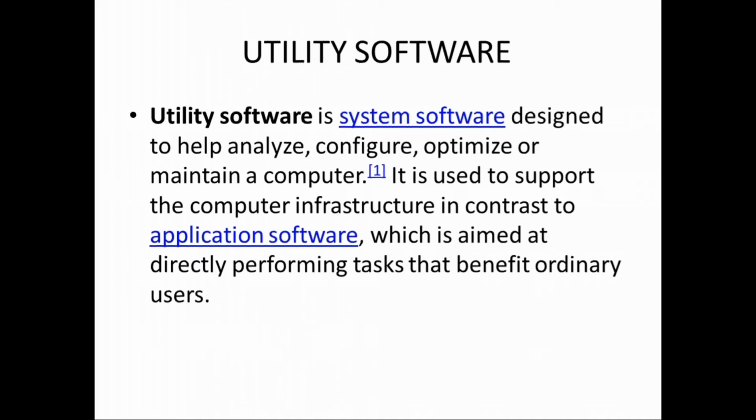It is used to support the computer infrastructure, in contrast to application software, which is aimed at daily tasks that benefit ordinary users. What we are saying here is that while an application software is able to perform a particular task or solve a particular problem, the utility software enhances the functionality of a computer system. It optimizes the computer system. It improves the configuration of the computer system.